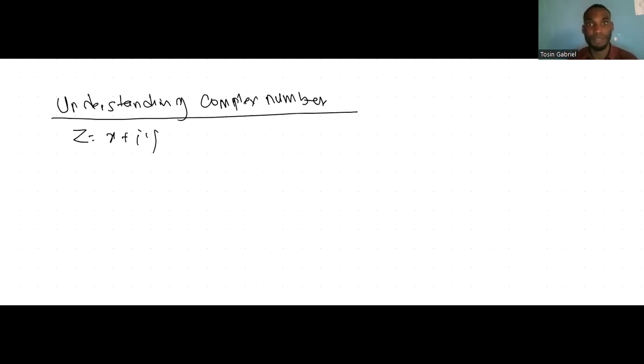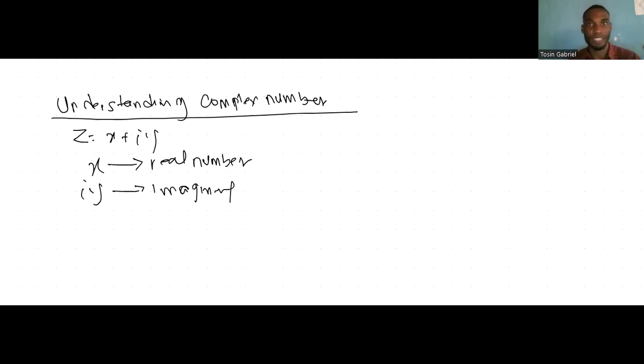There are different kinds of numbers. We have real numbers, rational numbers, and irrational numbers. But a complex number is also another type of number. A complex number contains two types of number, which are the real number, the x, and then the y part, which is the imaginary part.